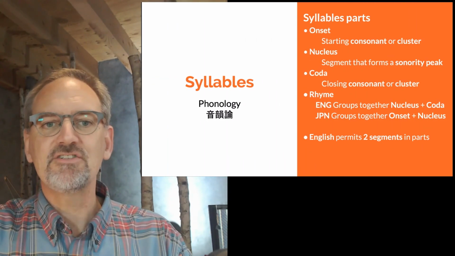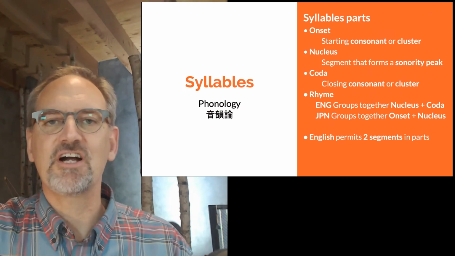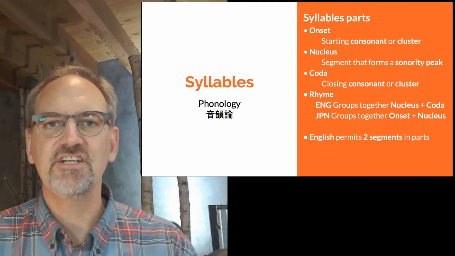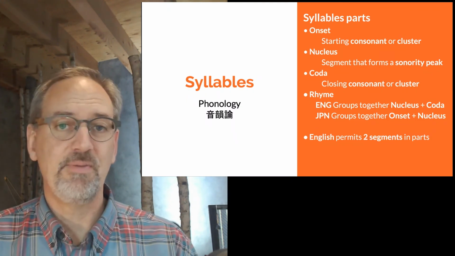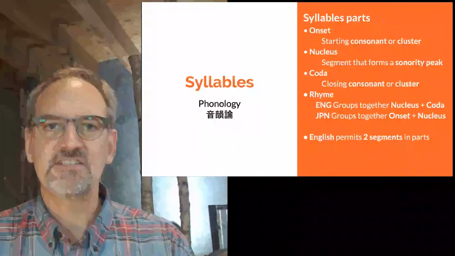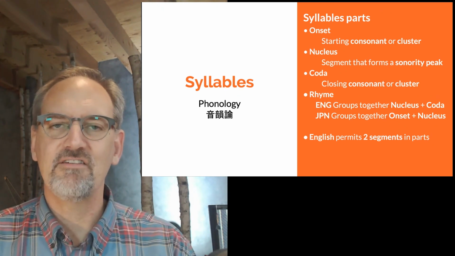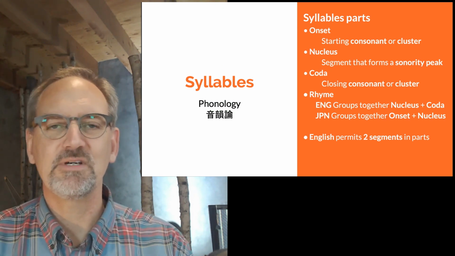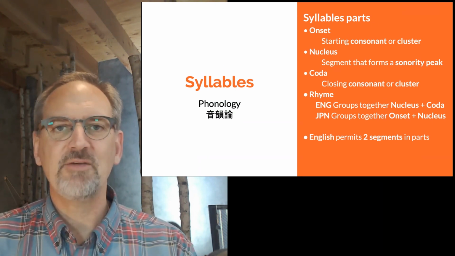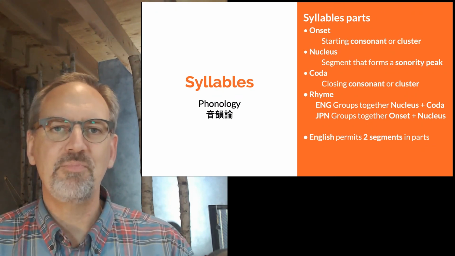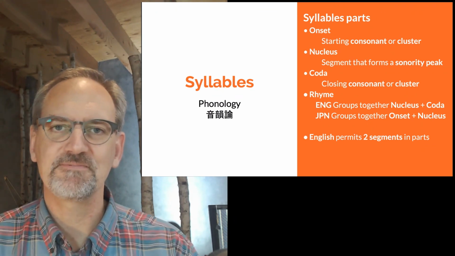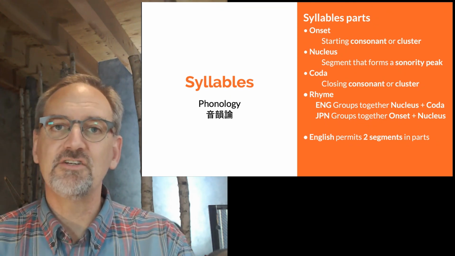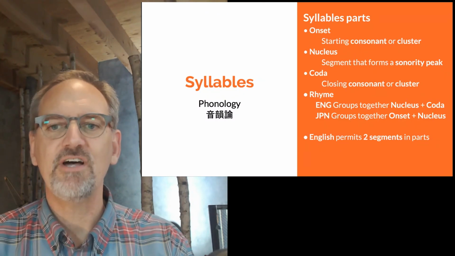Okay. So, just to summarize, we've seen that syllables are made up of parts. There's an onset, which is the starting consonant or consonant cluster, depending on the language. There's the nucleus, which is the essential element of the syllable. Every syllable must have a nucleus, and every nucleus must be in a syllable. And it's the segment that forms a sonority peak in a sequence of segments. Any segment that comes after that sonority peak can then close the syllable as part of the coda.